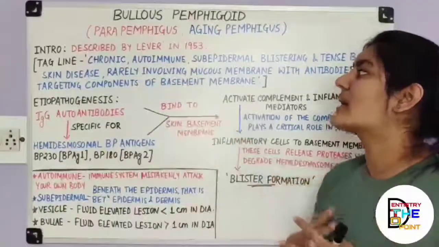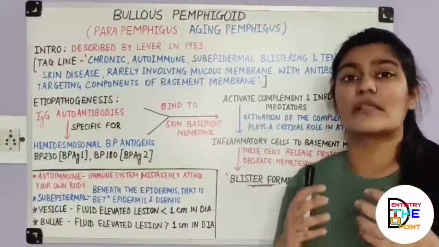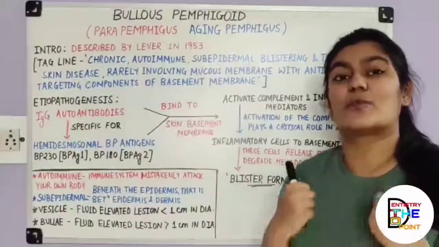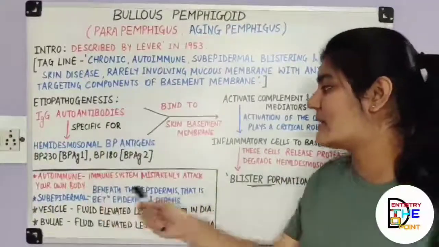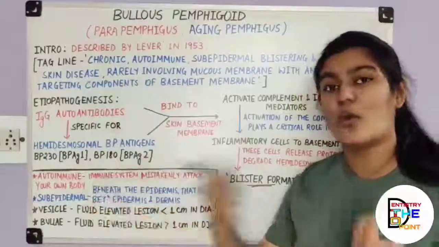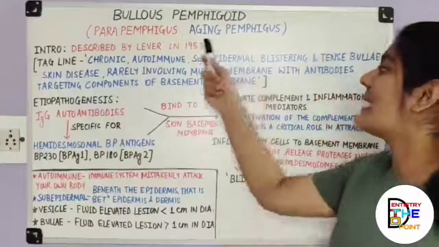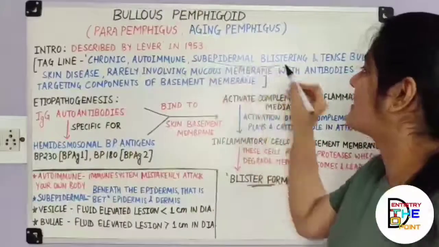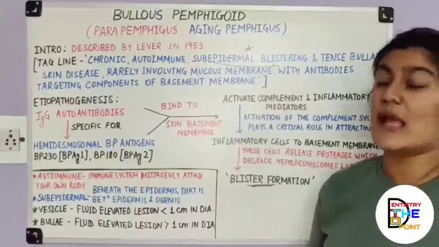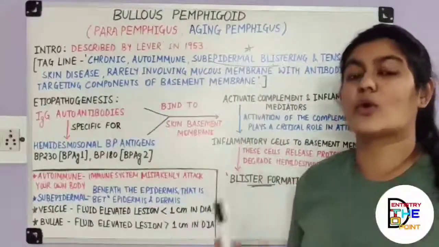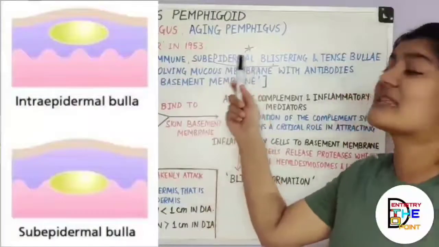Autoimmune. By now, if you have been following my videos, you must be aware of the word autoimmune. Your body's immunity is to protect you against foreign antigens. But when the immune system mistakenly attacks your own healthy cells, that's known as autoimmunity. Now subepidermal. This subepidermal blistering word is a distinguishing point. First distinguishing point you will see, because in my pemphigus video we dealt with the word intraepidermal, but here it is subepidermal.